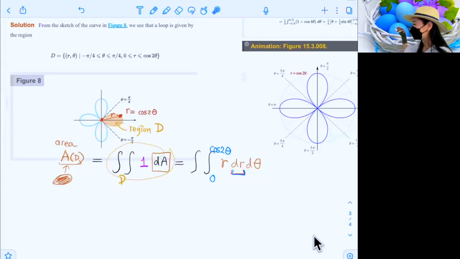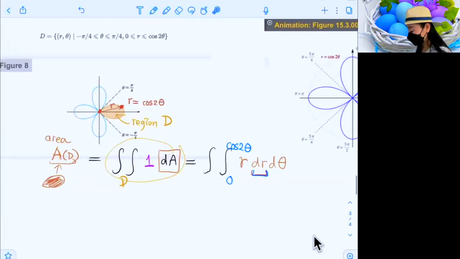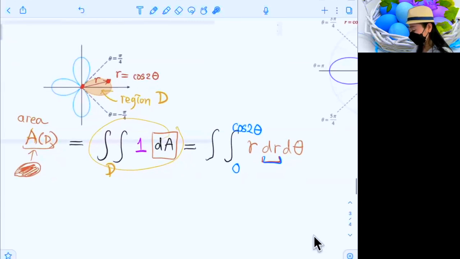It has to go from small to big. Yes, theta changes from negative pi over 4 to pi over 4. Yeah, you got it. Good job. So that is negative pi over 4 to pi over 4, right? So from this to this. Okay, so we set up this.